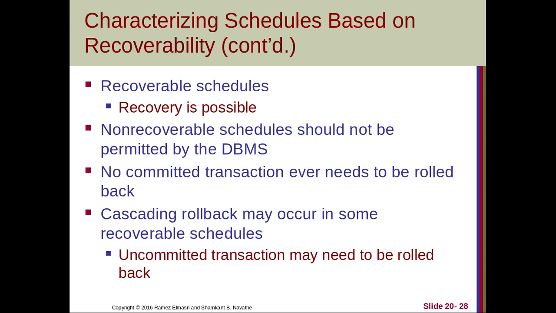Cascading rollback may occur in some recoverable schedules. An uncommitted transaction may need to be rolled back. That means cascading rollback is one of the techniques using which we can recover data. For that we are using system logs.